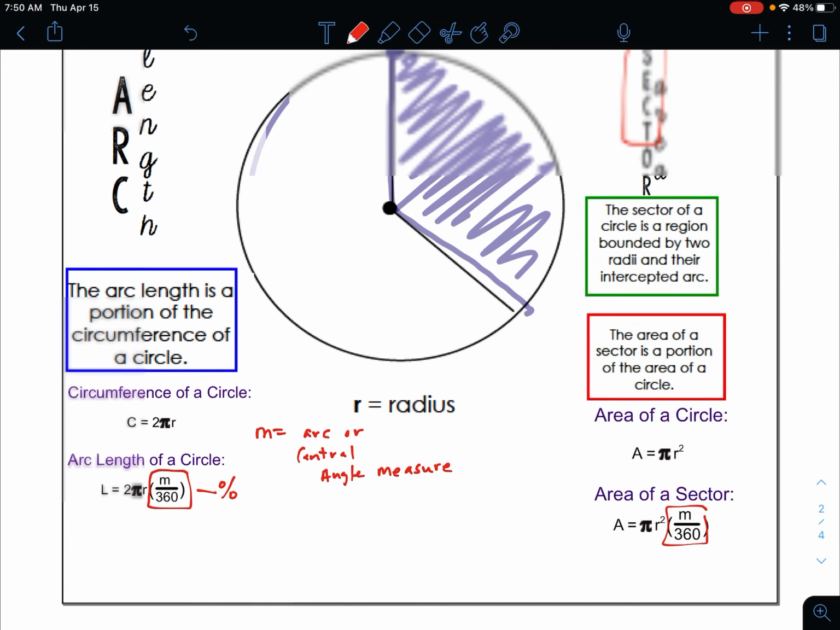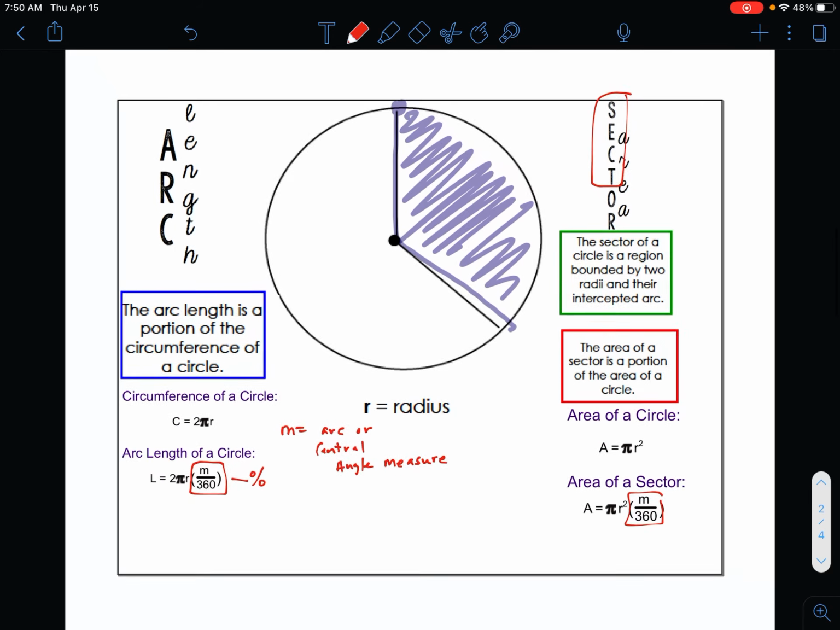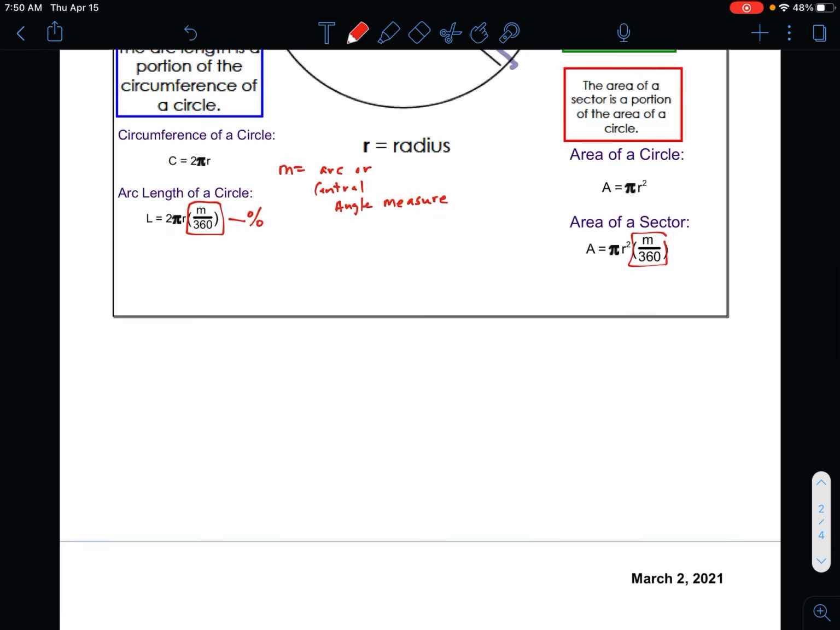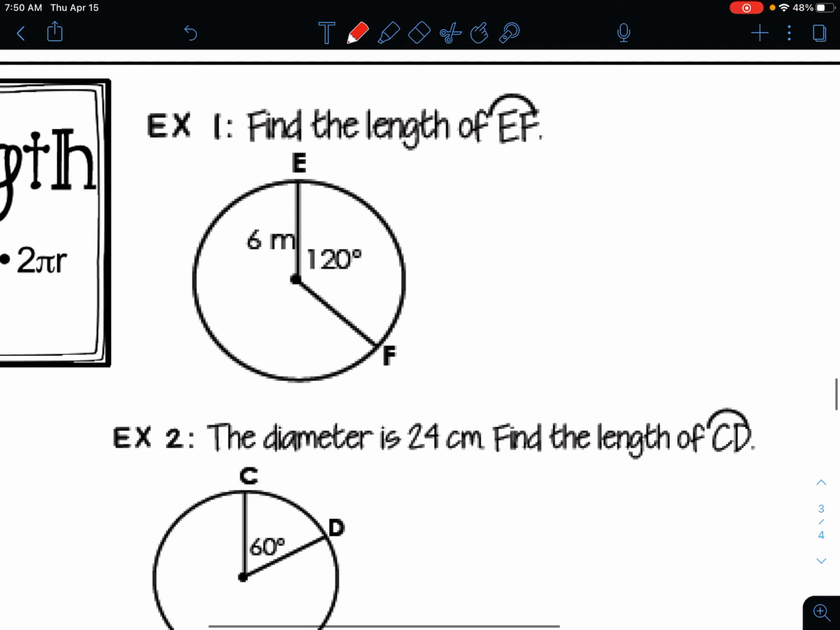And then we're going to work backwards. Right, they're going to give us the area of the sector, and we might have to work backwards to find out the radius or how many degrees is the central, how big is the central angle, that kind of stuff. So let's roll through here. Find the length of EF.